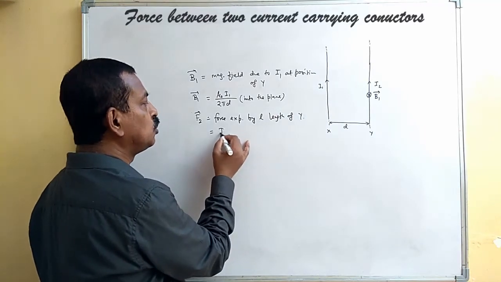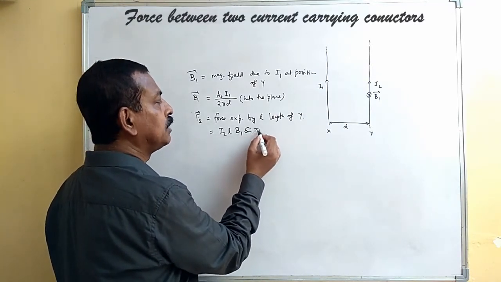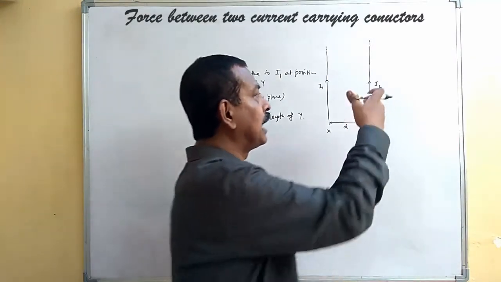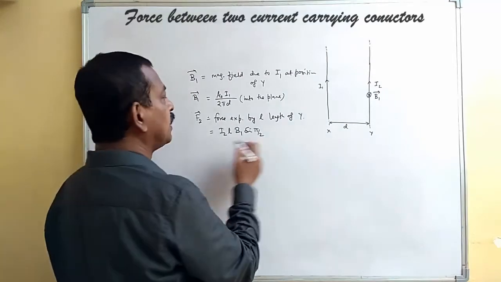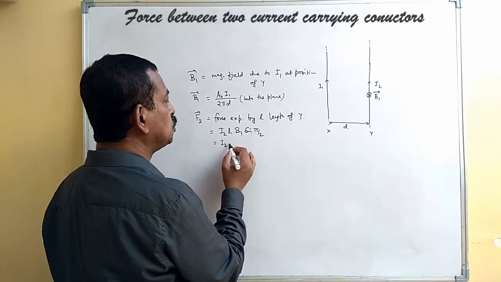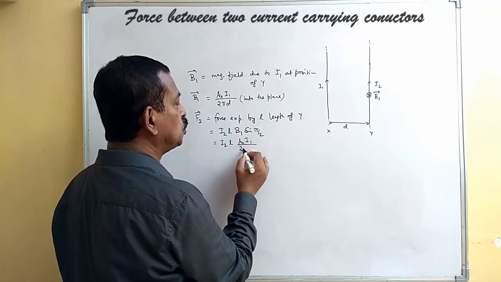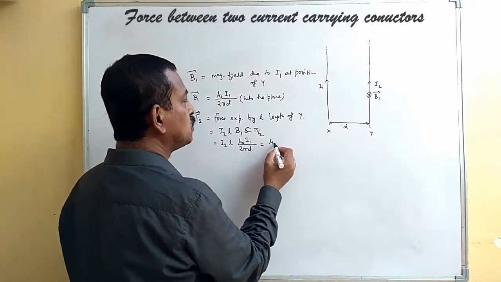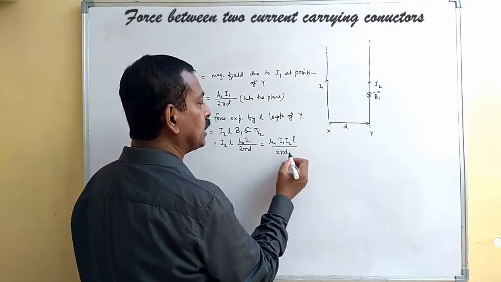So this is your I2 L B1 sine pi by 2, because the angle between current and magnetic field is 90 degrees there. So this is your I2 L. Now for B1 I can put mu naught I1 by 2 pi d. So this is your mu naught I1 I2 L by 2 pi d.